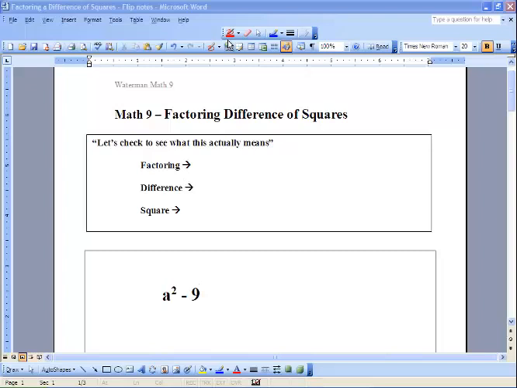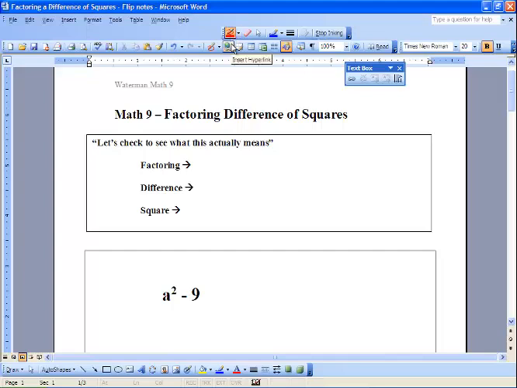Well, what we're going to be doing today is looking at factoring difference of squares. First, we need to look at what that actually means. We need to look at the vocab. So what does factoring mean?